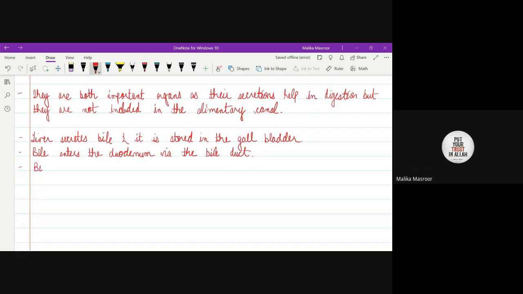Okay, bile is a yellowish green alkaline watery liquid.